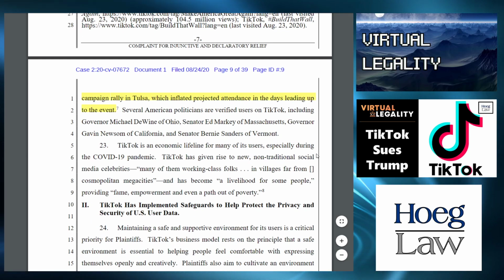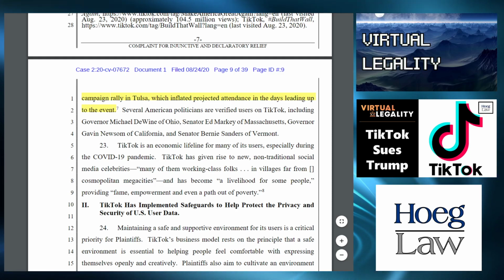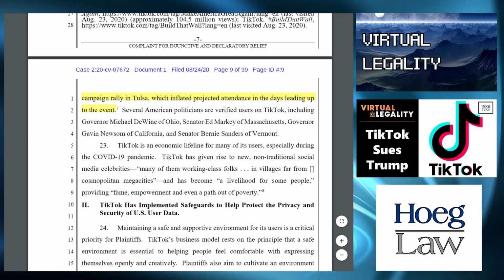I think a lot of you probably heard that news story when the attendance wasn't what everybody expected, and there were pictures of a poorly attended rally. And TikTok users wound up taking credit for that. TikTok, the company, wants to put that at the feet of the president and say, look, you are doing all of this because TikTok embarrassed you.